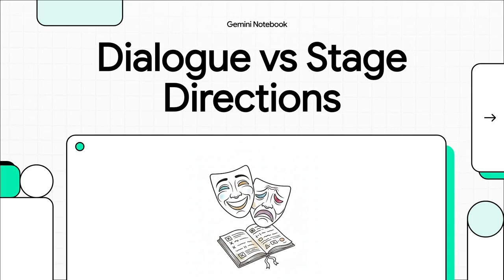Picture this. You're sitting in the audience for the big 8th grade school play. The lead actor storms onto the stage, looks right at the crowd, and literally shouts. He walks angrily to the door and slams it. Wait a second. Did he just say that out loud? He was definitely just supposed to do it.